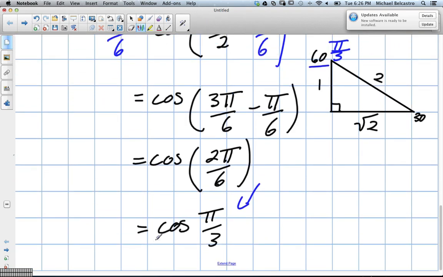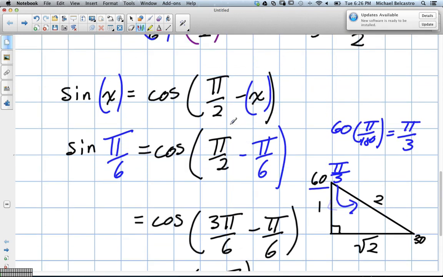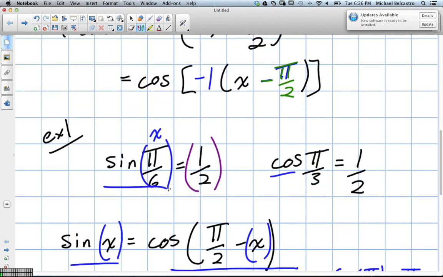So, cos. Do you remember what trig ratio cos is set up to be? Adjacent over hypotenuse. So if we look at our adjacent side, we have 1 over 2 in this case. So we've just proven with our special triangle and just plugging our value in that, in fact, sine pi over 6 is the equivalent of cos pi over 3.